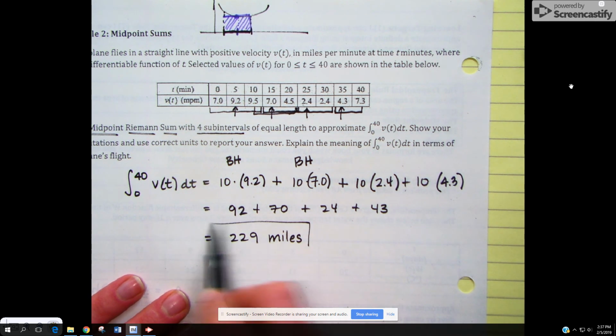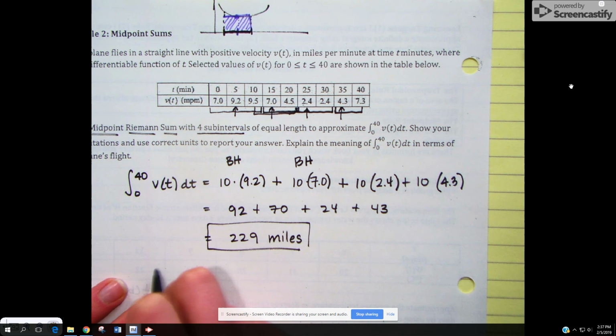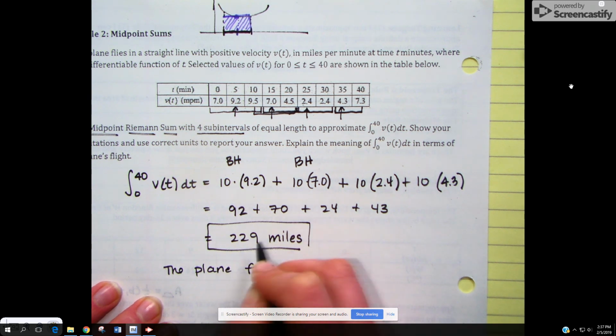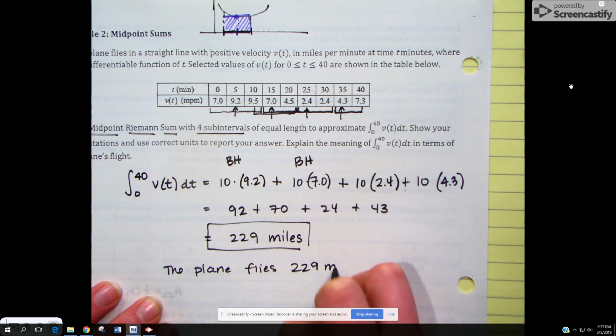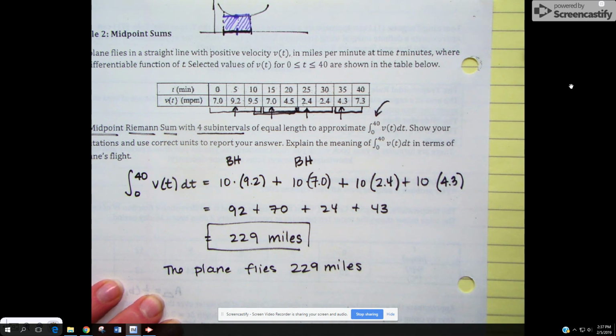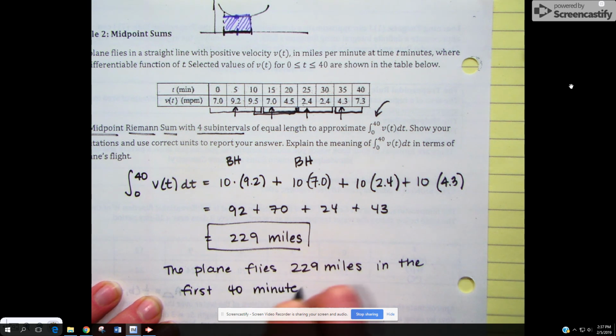The explanation part of this then would be that you would want to make sure that you stated that, let's see, this is a plane. So the plane flies. We want to refer to that value, 229 miles. And you always want to refer on these explanation questions to the boundaries. You want to tell the reader that you understand what the 0 and the 40 stand for. So the plane flies 229 miles in the first 40 minutes of flight.